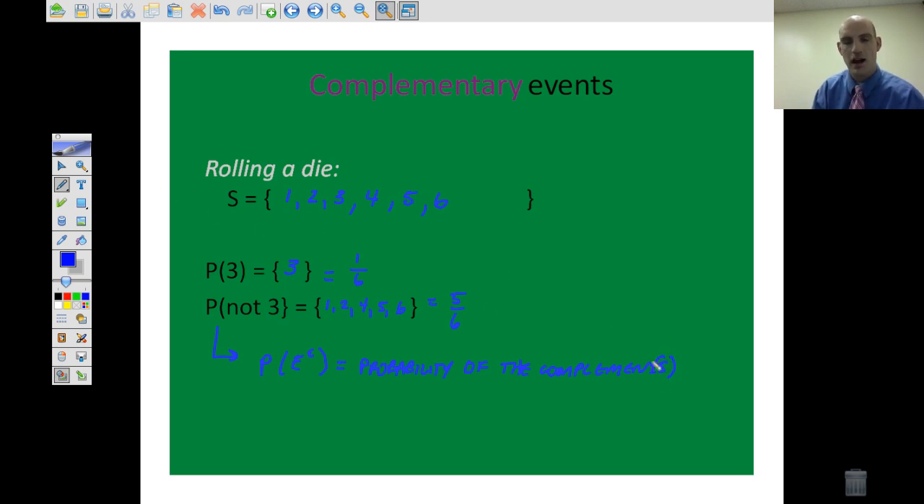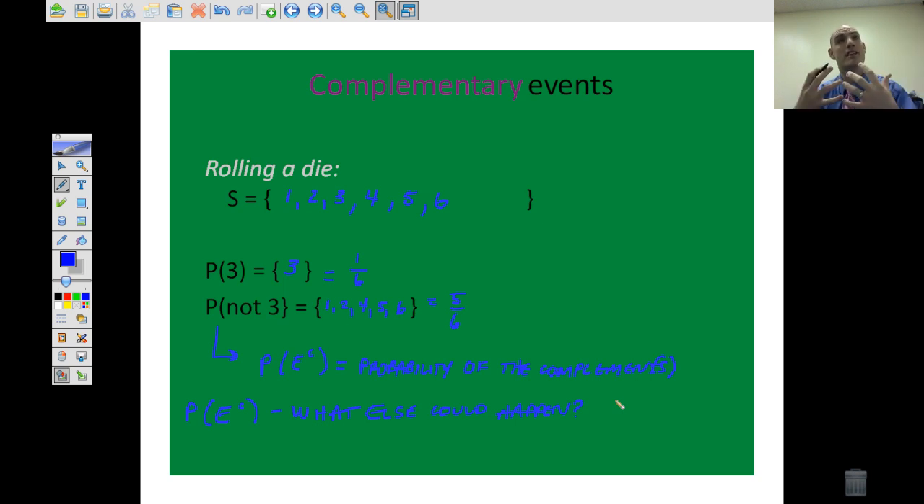So this is the probability of the complement, like the complementary event to something else happening. And so I'll write it down here: it is what else could happen. So the complement is what else could happen. The complement to rolling a 3 is everything else that could happen. So 1, 2, 4, 5, or 6.